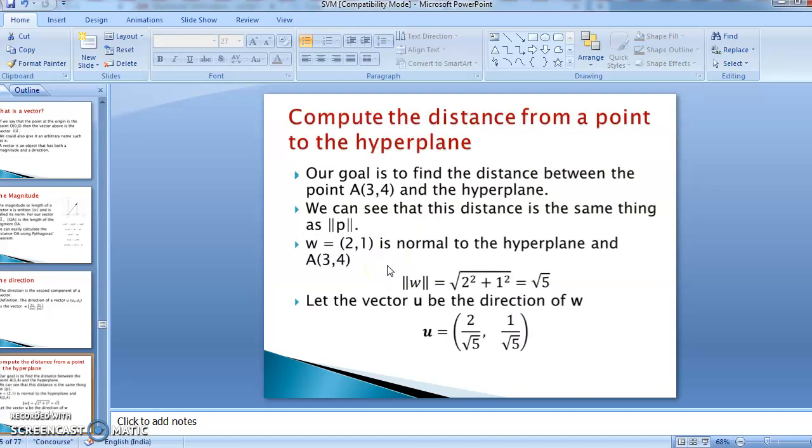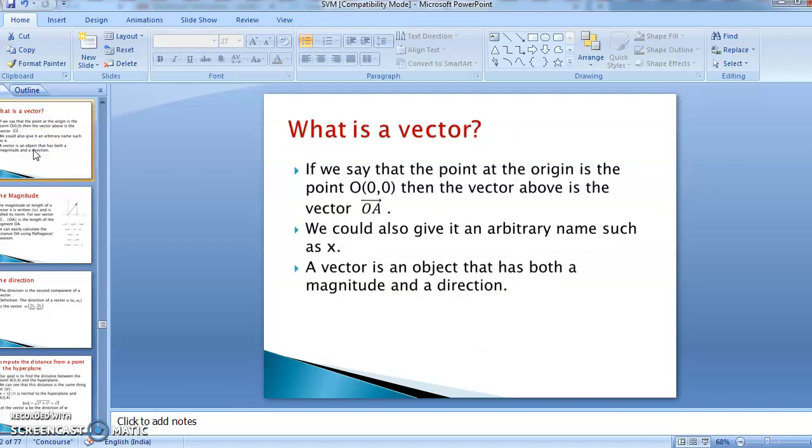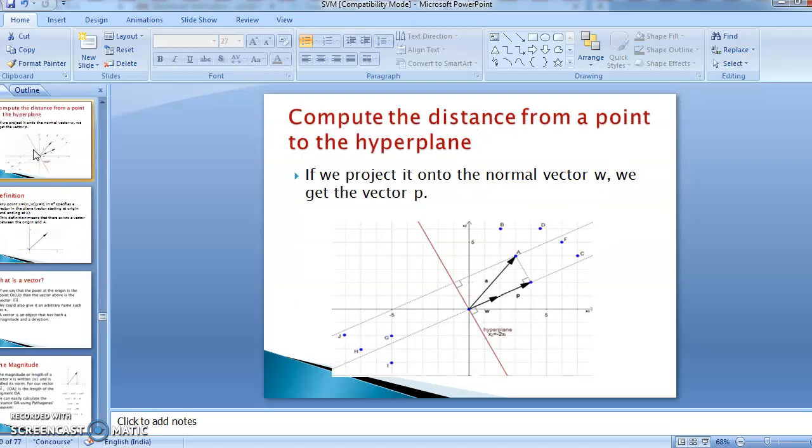Let's go to our original problem. We have to find the margin from the point A (3, 4). So define that margin as p. First of all, find the distance for w. What will be the distance of w? What are those points here? How will you find that distance? In our example, you are supposed to find the distance of w.